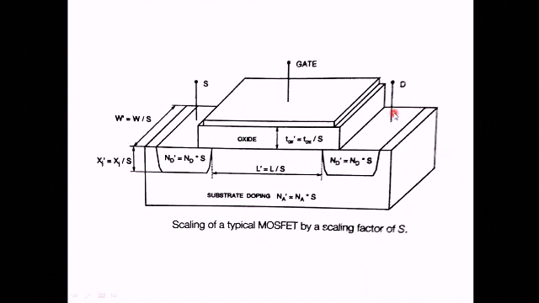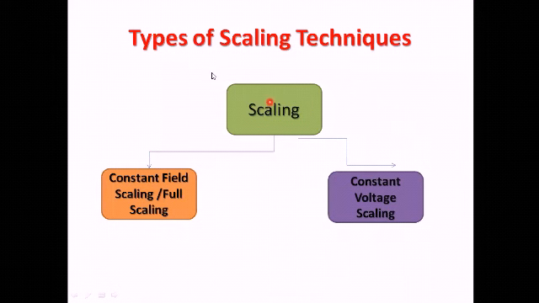Now let us move to the next slide. So these are the types of the scaling technique. Scaling can be of 2 types. That is the constant field scaling, which is also known as the full scaling, and the second one is the constant voltage scaling. So basically there are 2 scaling techniques: the constant field scaling, that is the full scaling, and also the constant voltage scaling.